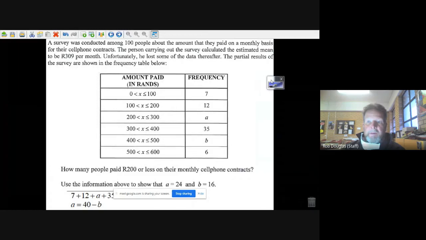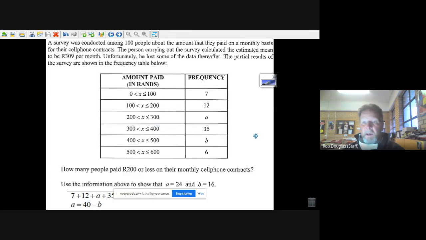Okay, we're going to look at this question that is a little bit tricky, but it sort of shows you the different ways that they can ask questions. They give you this survey. This is from 2019, where they give you a survey of 100 people, and they're looking at what they paid for their cell phone contracts. They tell us that the estimated mean is 309 Rand, but unfortunately, it's missing some data here.